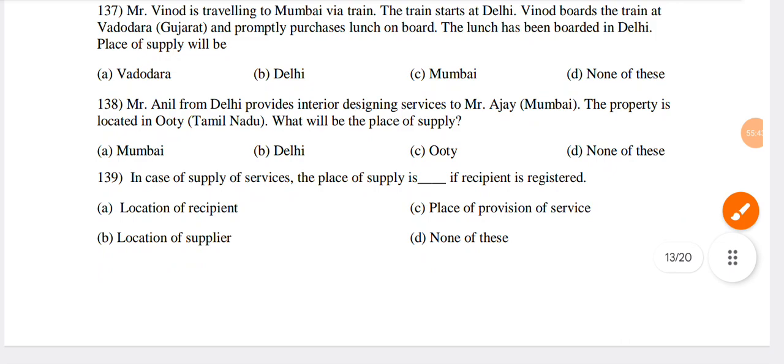Next question. Mr. Anil from Delhi provides interior designing services to Mr. Ajay of Mumbai. The property is located in Ooty, Tamil Nadu. What will be the place of supply? Option A Mumbai, B Delhi, C Ooty, and D none of this. The correct option is C.